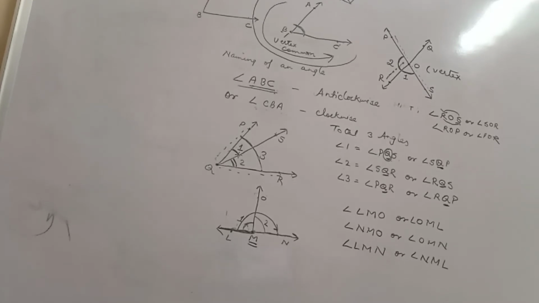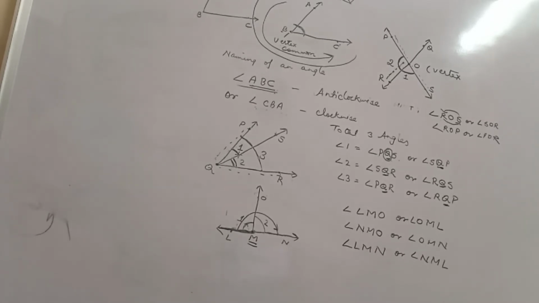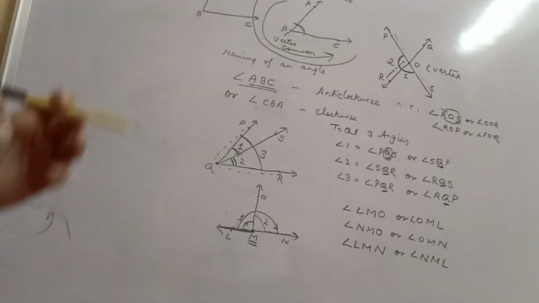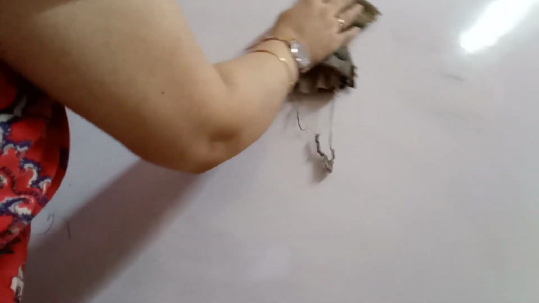So likewise you can name the other angles formed in this figure. So I think you have understood how to name an angle. So next time when you see such figures, you won't feel it complex. You would definitely be able to understand the naming.